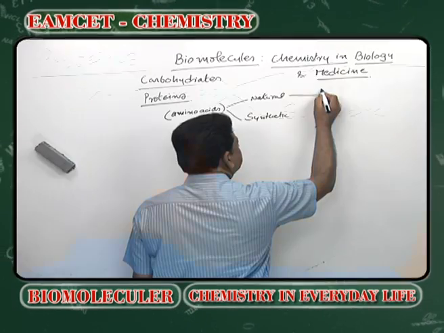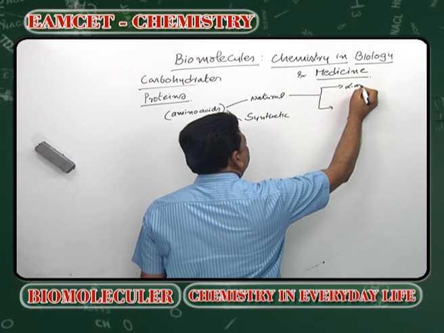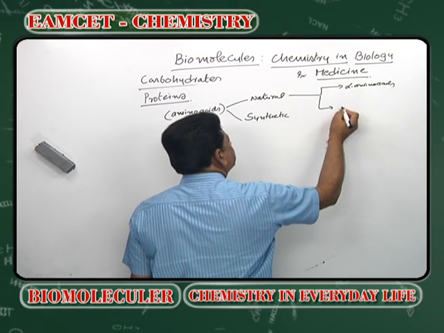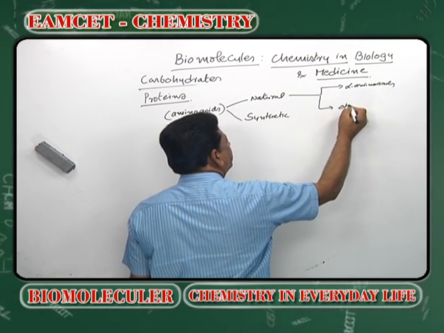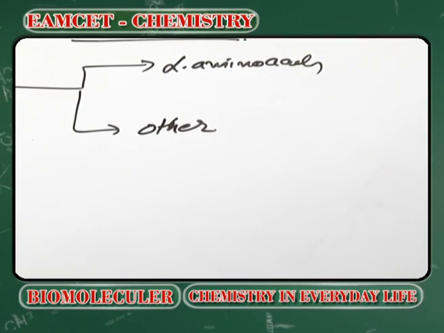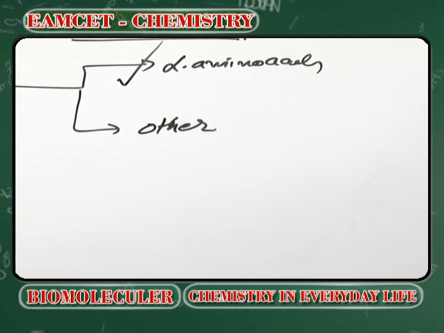Natural amino acids are again divided into two types, alpha amino acids and the rest, the other type of amino acids. It is interesting to observe that all the natural ones happen to be alpha amino acids. What is an alpha amino acid?